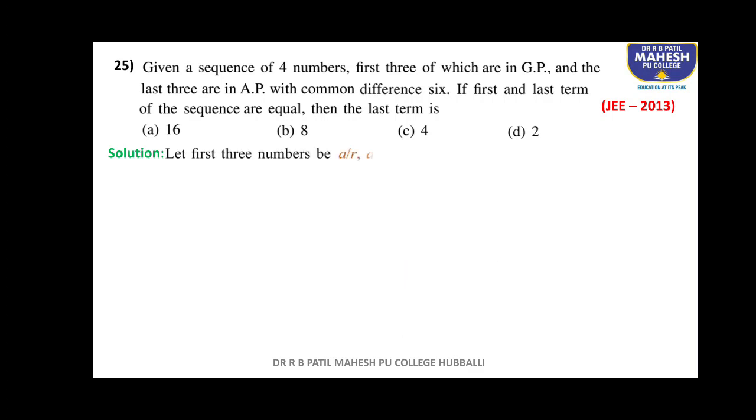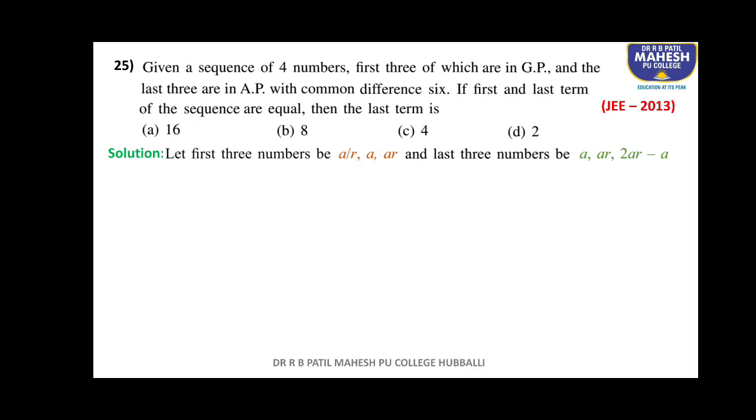Let the first 3 terms be A by R, A, AR, because these are the terms of a GP, and the last 3 numbers be A, AR, 2AR minus A. Here we first consider the common difference of the first 2 of these numbers, which is AR minus A, equal to D, so that we add it to the second term to get the third term. Therefore AR plus AR minus A becomes 2AR minus A. This is the fourth term.